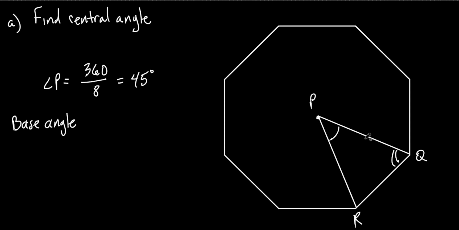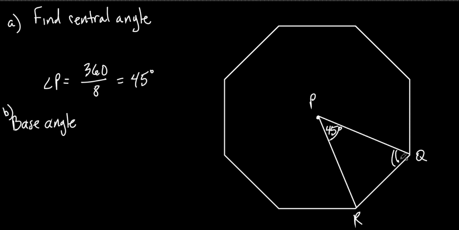Since both of these radii are equal to each other, angle Q and angle R are exactly the same. We don't know that's 90 degrees, okay? We do know that that's 45 degrees right there, okay? But now listen to what I just said. What do we want to find? We want to find the base angle. That's what part B of this question says. Find the base angle. So we want to find angle Q.